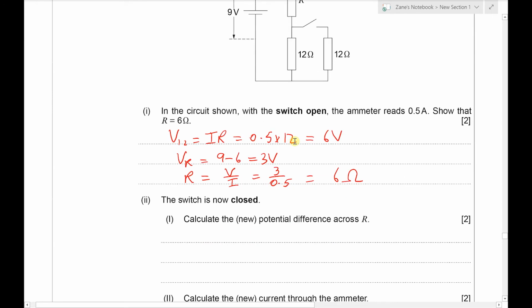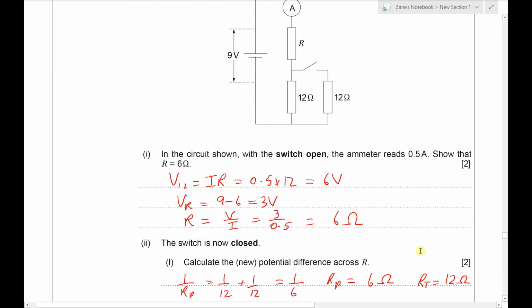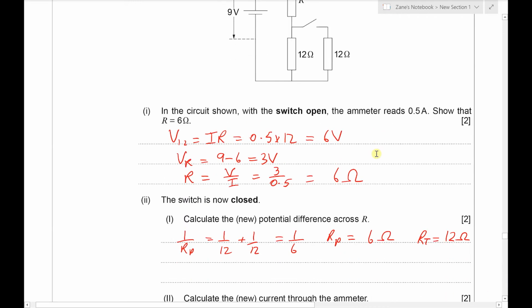The switch is now closed, and we've got to calculate the new potential difference across R. Well, the first thing to note is that 2 12-ohm resistors in parallel is equivalent to a 6-ohm resistor. You can show that quite easily with the resistance formulae. 1 over 12 plus 1 over 12 is 2 over 12 or 1 over 6. So the parallel combination is 6 ohms. The total resistance for the circuit now, let's call it RT, will be 12 ohms. We simply have 6 ohms for R and 6 ohms for the parallel combination.